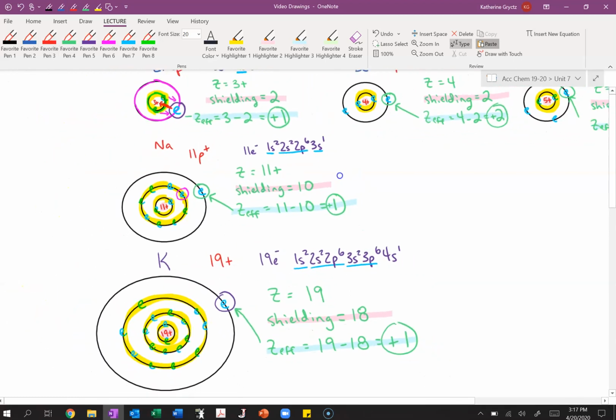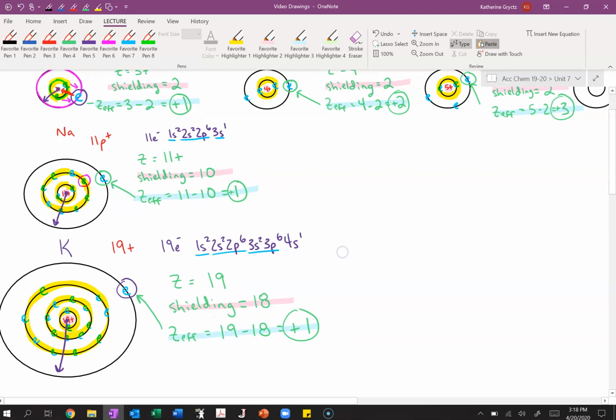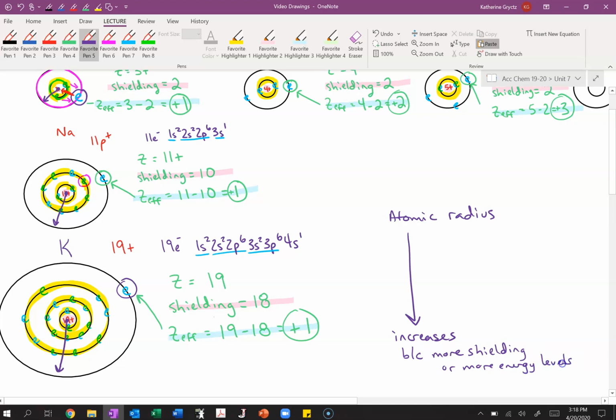The easy one for you guys to note is if I look at lithium, sodium, and potassium. If I had to draw the distance between the middle and the outside and compare them to each other, you should see that the atomic radius, that distance, is getting bigger down the periodic table. Down the periodic table, atomic radius increases. The reason why is because you have more shielding, or you can just say there's more energy levels. As you go down, it's going to get bigger and bigger because you have more energy levels.